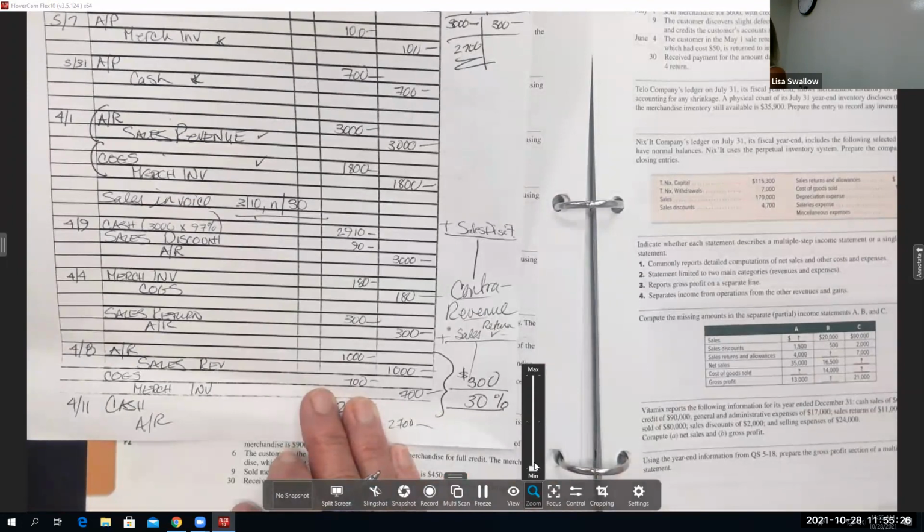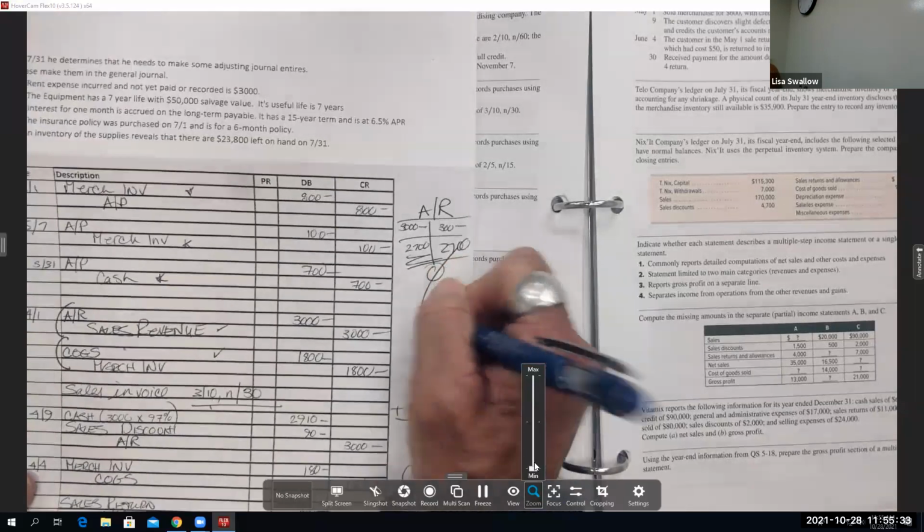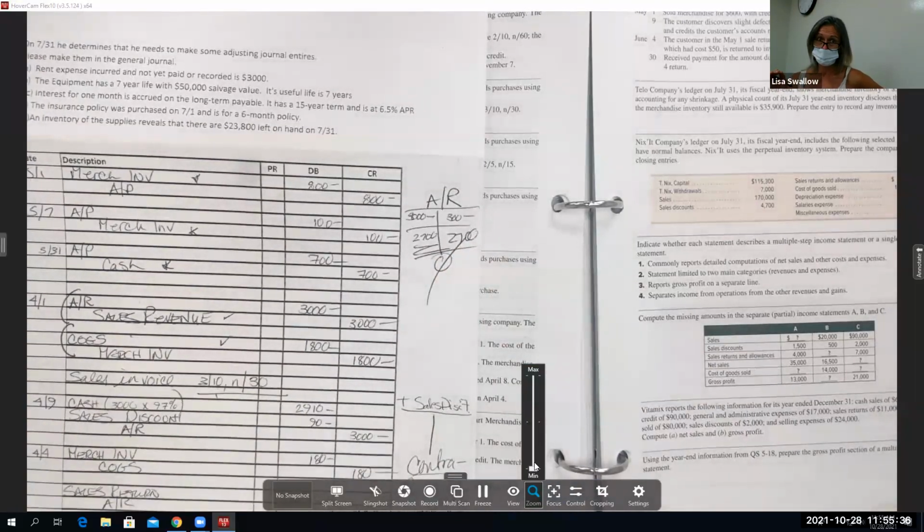After this transaction? Nothing. And that's what you have to make sure of, that you've cleared your AR account, right?